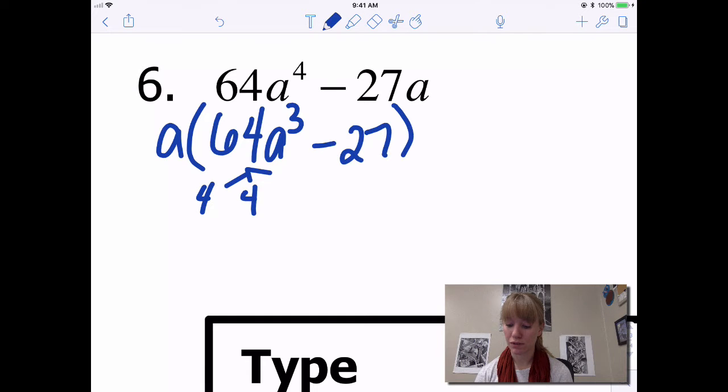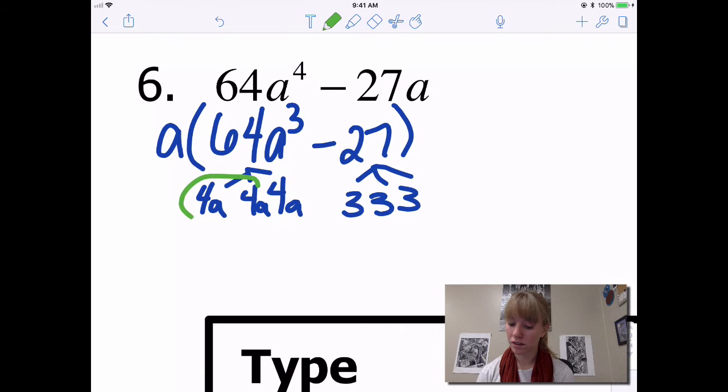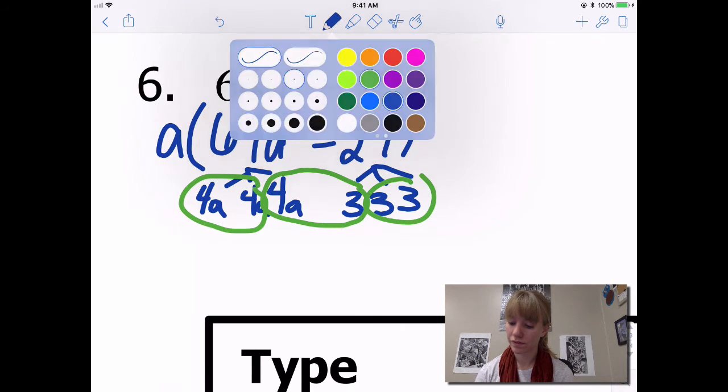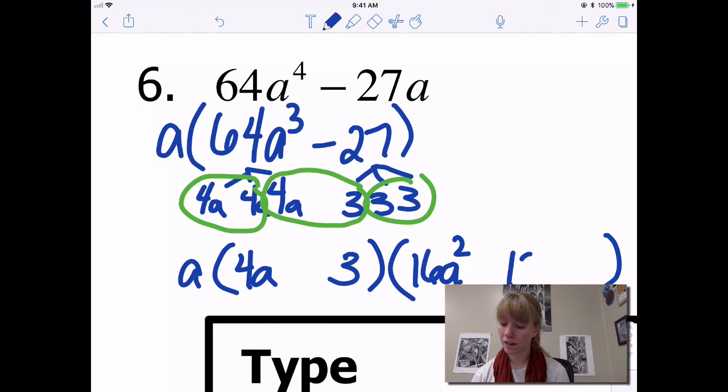64 is 4 times 4 times 4. A cubed is a times a times a. And 27 is 3 times 3 times 3. So I'll circle my pairs, and I'm left with a. And then my 2 parentheses, I'm going to have a 4a and a 3, and then 16a squared, 12a, and a 9 if I multiply those pairs. My sign is negative, so same, opposite, always positive.